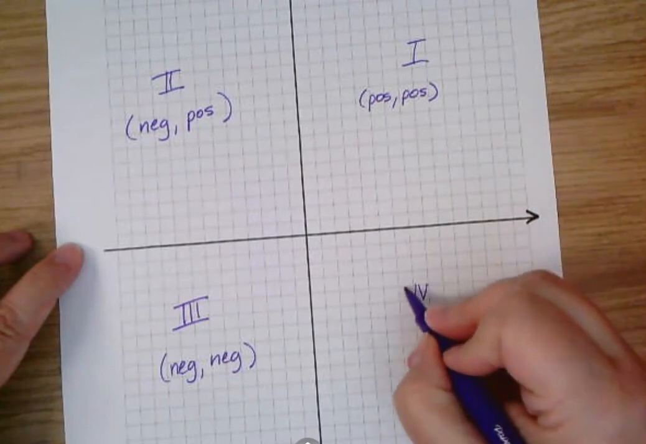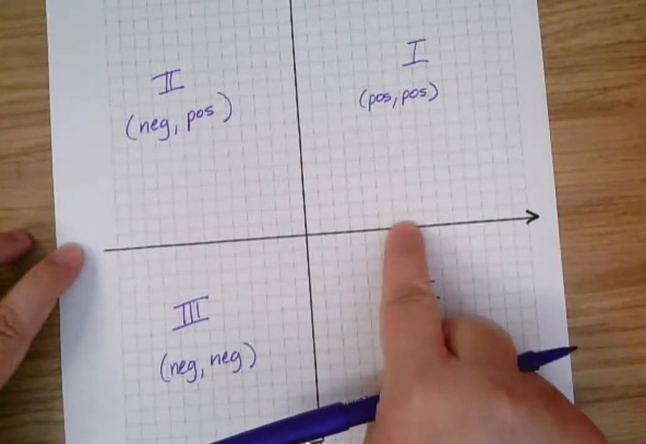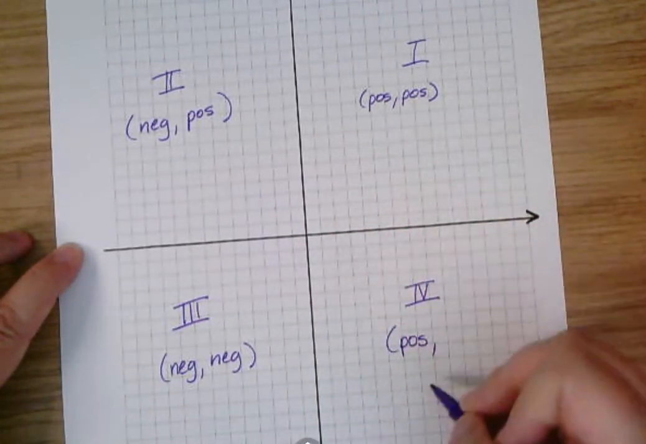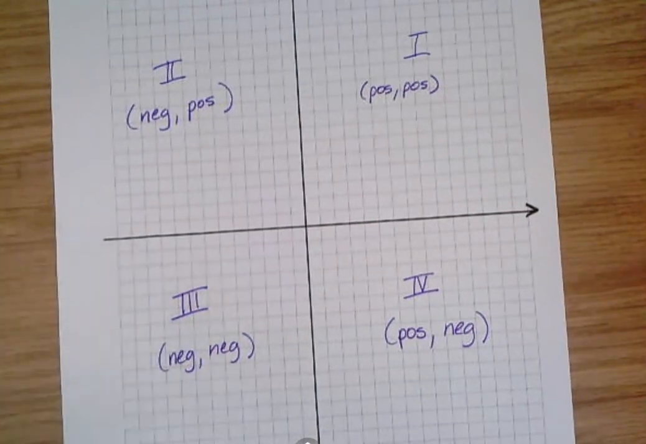And finally, in quadrant 4, I go right and down, always from the origin, right and down. Right is positive for my X value, down is negative for my Y value. So these are the signs of the quadrants.